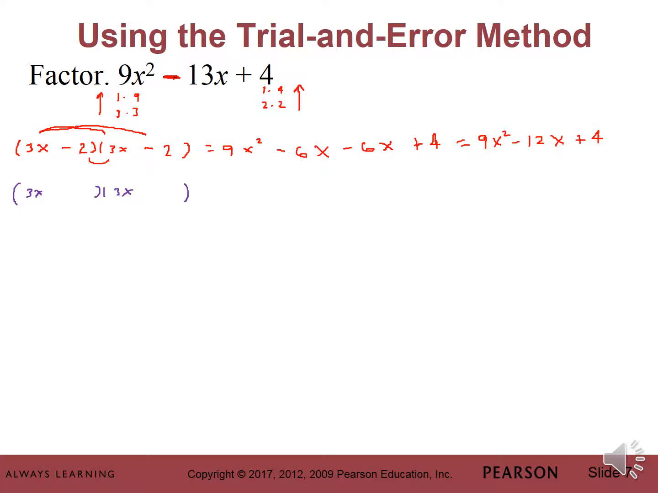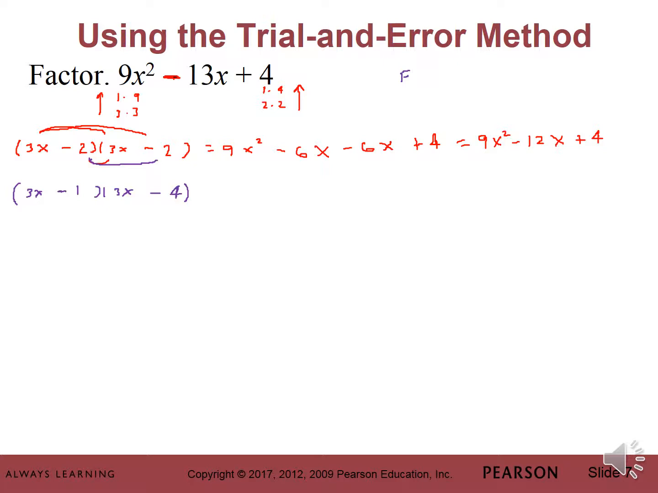So let's see, a 3x and a 3x, a 1 and a 4. And of course, to make the positive 4, we will again need both numbers to be negative. Well, we're not going to waste our time foiling the whole thing here. We're not interested in the first term and the last term. We're interested in the two middle terms.